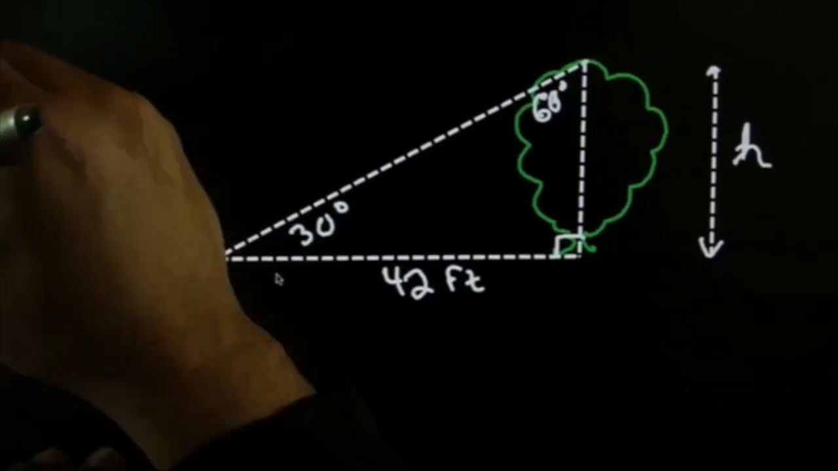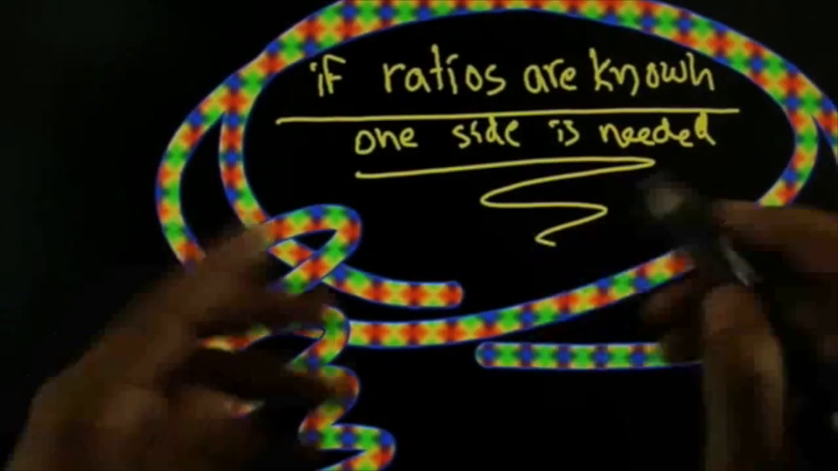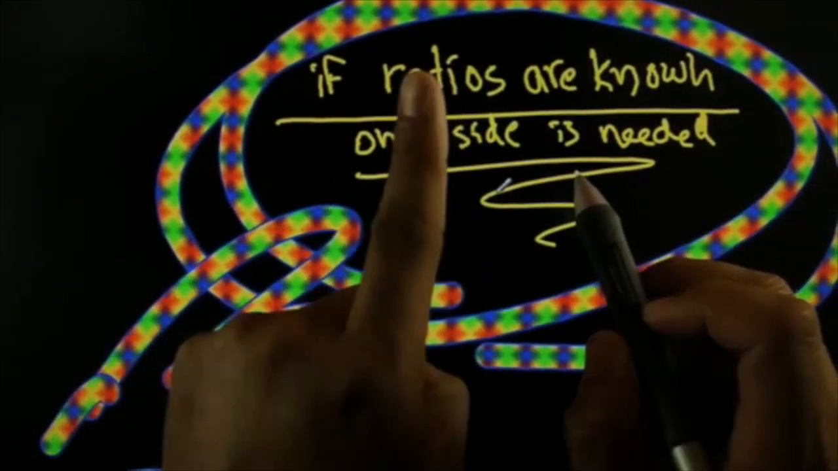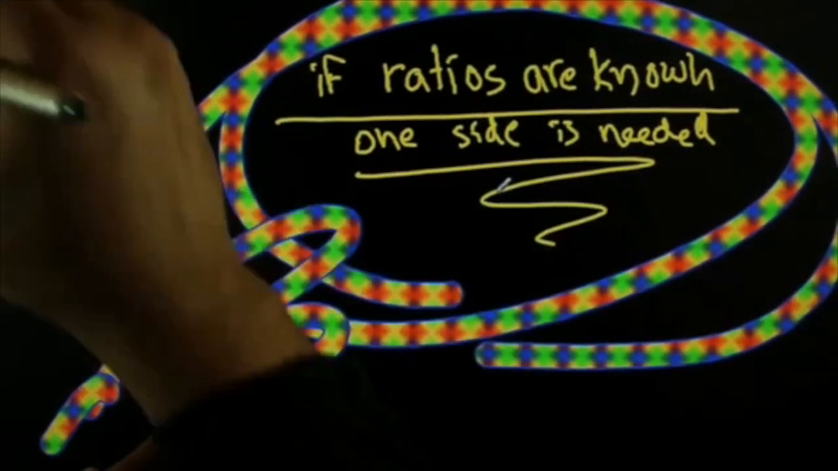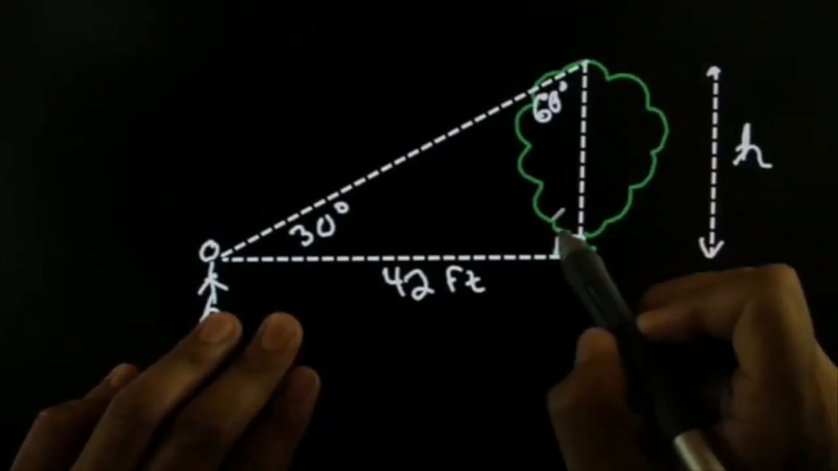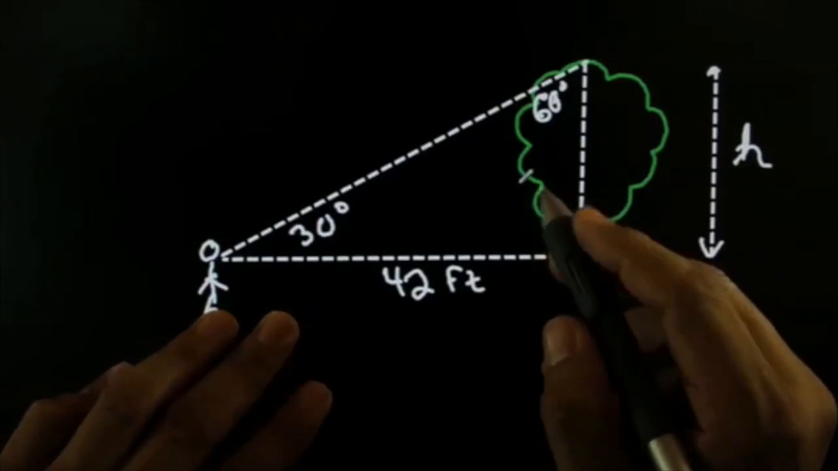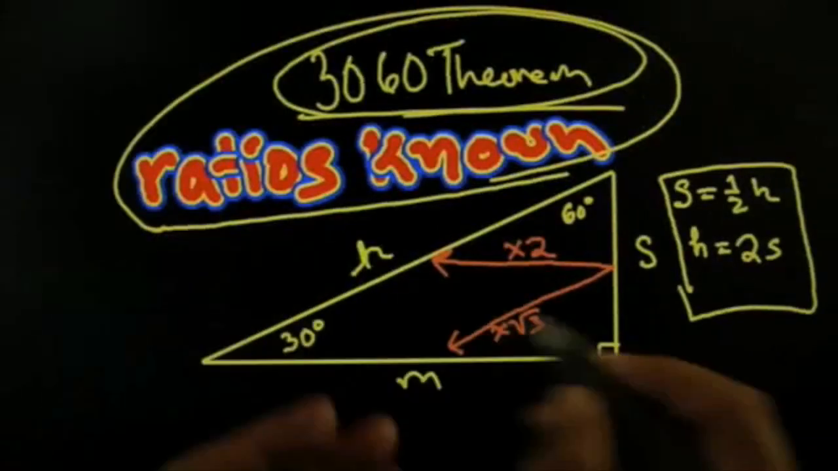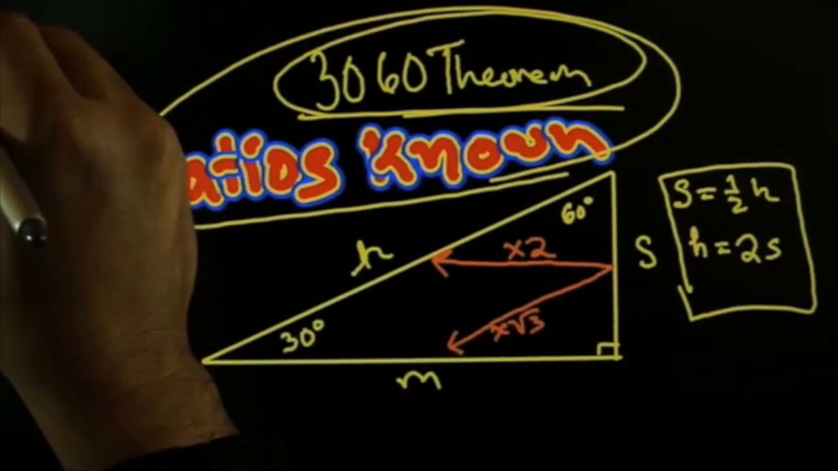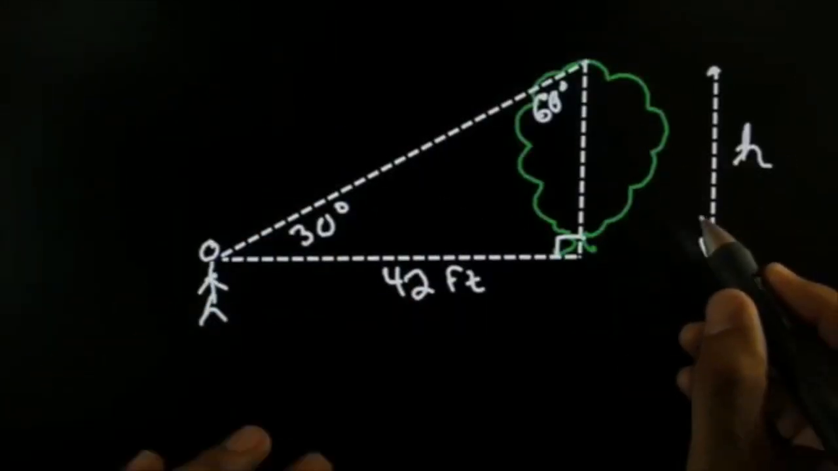And what was the whole premise of this lesson? The whole premise of the lesson was, if the ratios are known, all you need is one side. One side is all that's needed, and you've got everything. So let's play this little game here. This is a 30-60 triangle. On a 30-60 triangle, we know the ratios. The ratios are, you multiply by 2 this way, you multiply by the square root of 3. That's all you should need.